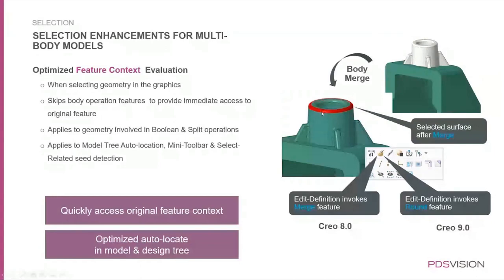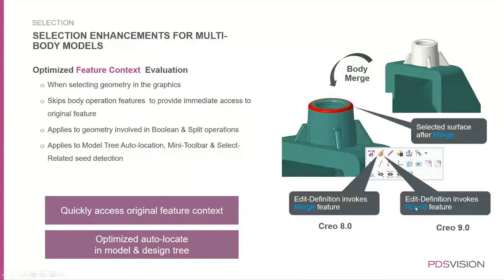In Creo 9, if you click that fillet and then click the pen and ball symbol, so edit definition, what happens is it goes for the merge feature, the body merge feature. But most likely what you want to do is edit the radius of this one. So with Creo 9, it goes for the round feature instead.